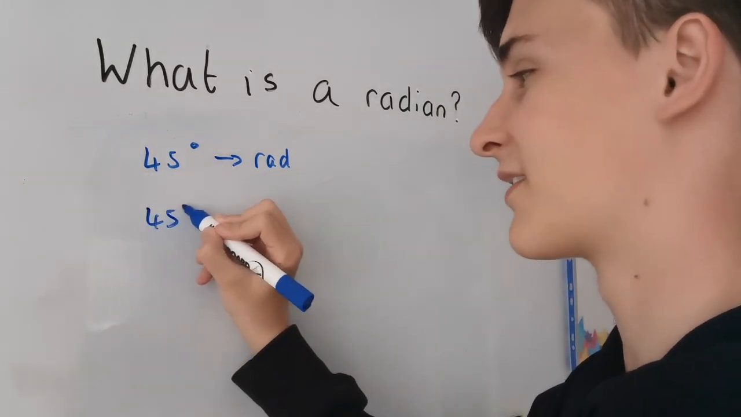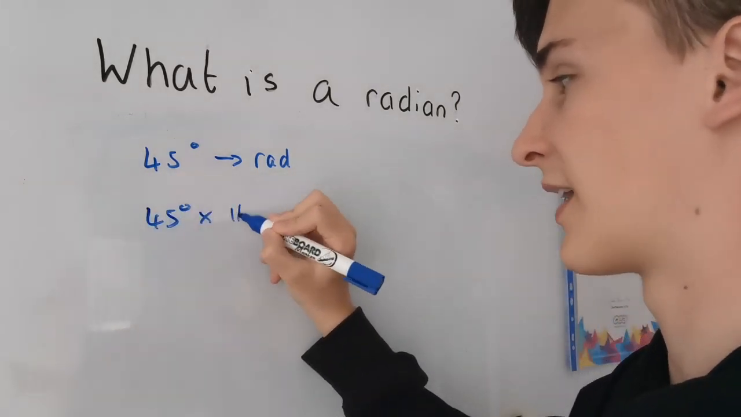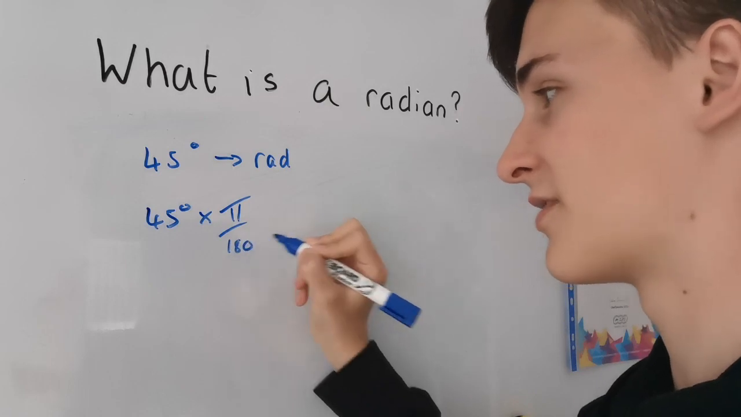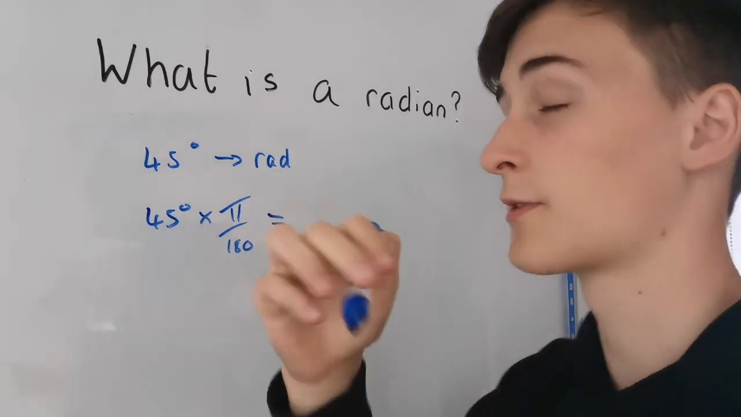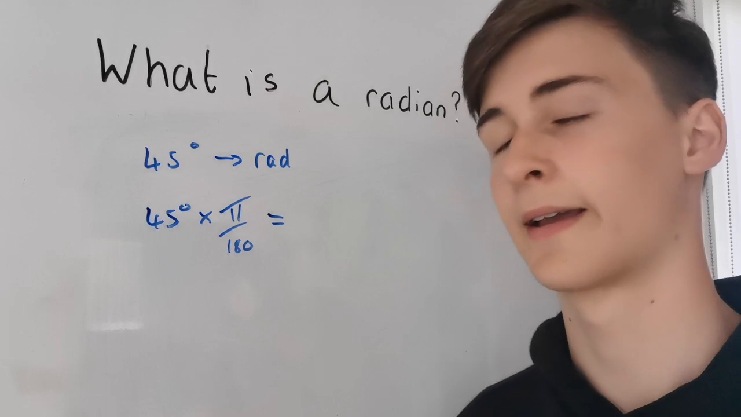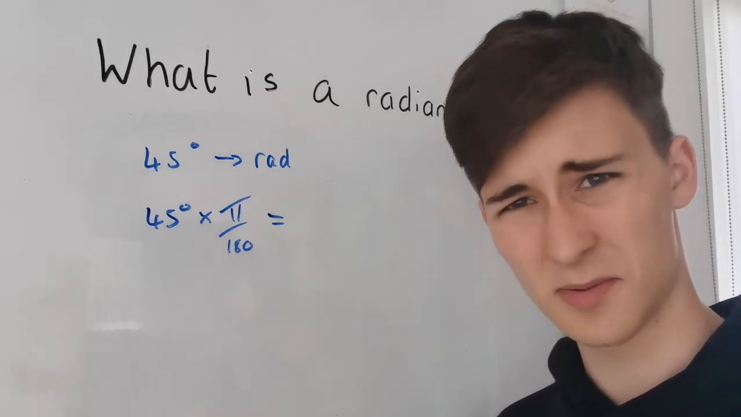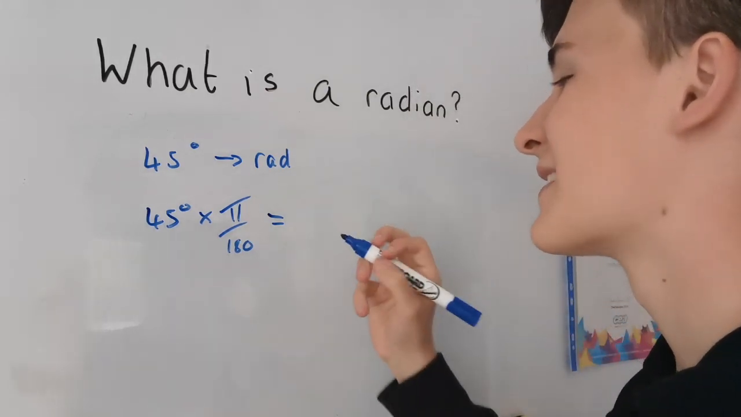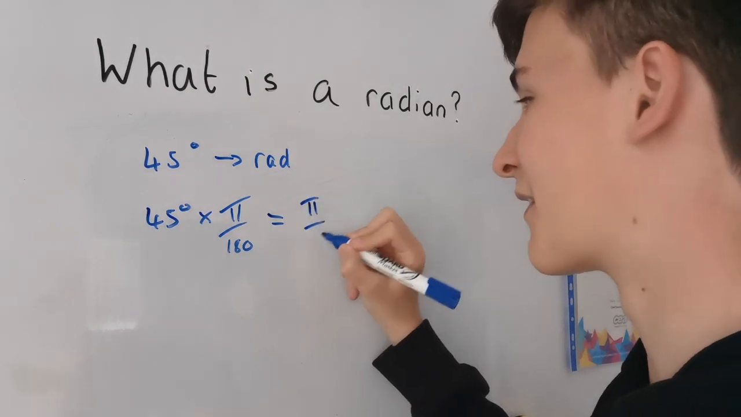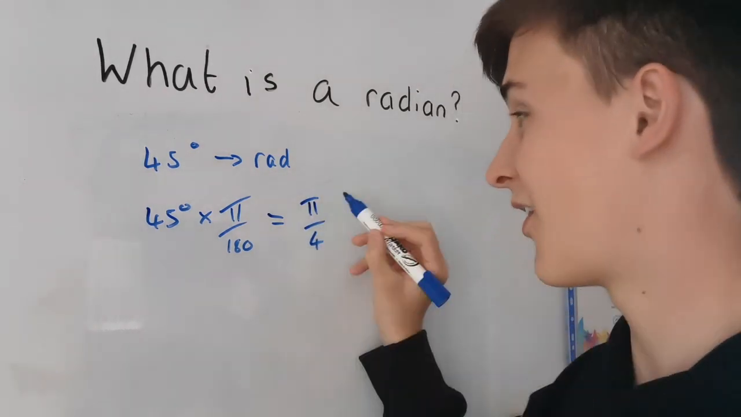So 45 degrees, I like to think about it as turning it into the thing with pi, 180. It's going to be equal to, so what's 45 over 180? Well, you're going to be like, I can't do maths. You think I can do maths? Well, 45 times 4 is 180. This gives us a quarter, so pi over 4 is going to be our radians.